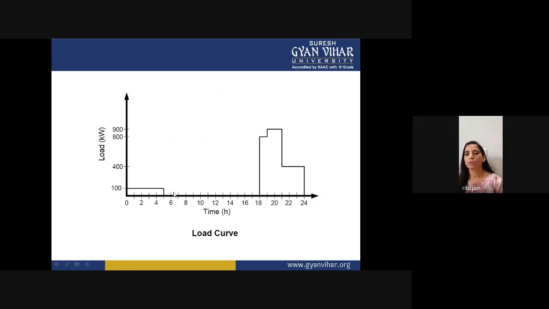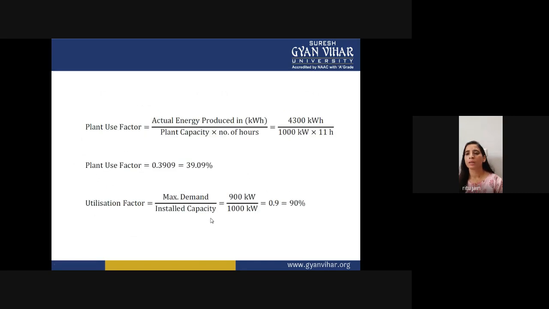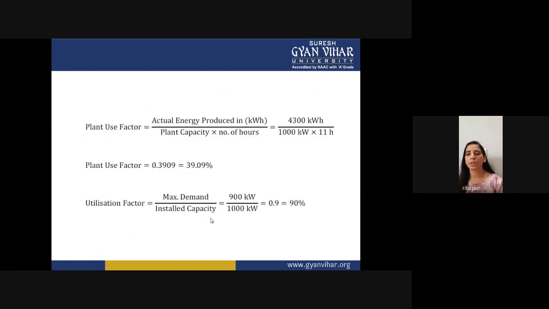Okay, so 1, 2, 3, 4, 5 hours, and then 6, 7, 8, 9, 10 and 11. So the total is 11 hours. So this load is utilized for 11 hours. So the plant use factor is equal to 39.09%, and your plant capacity factor is 17.91%, and the plant use factor is 39.09%.